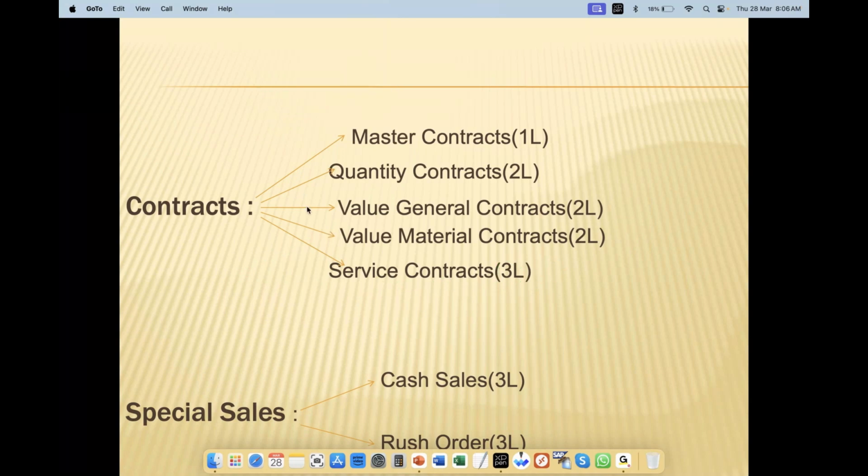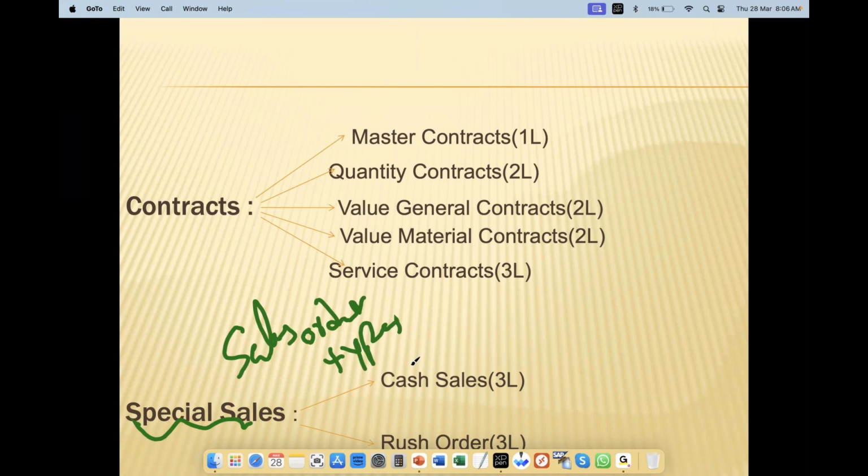And apart from this, we have something called special sales: cash sales, rush order. These are again sales order types only. Cash sales, when the customer is making the payment on the counter, the delivery should be done immediately. Cash and carry.